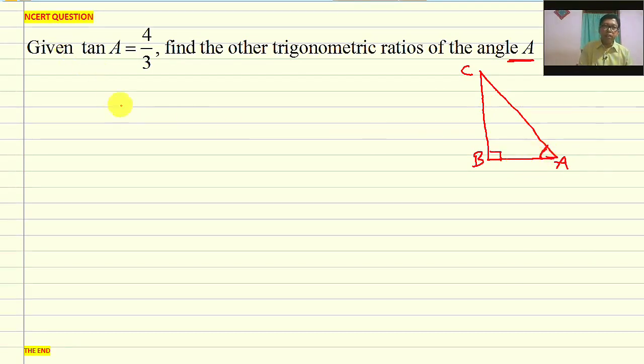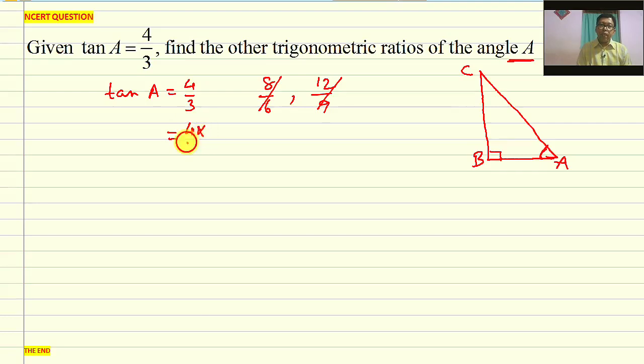Okay, what is given? Tangent of angle A is equal to 4 upon 3. This is the ratio of the side BC with AB. Okay, 4 is to 3. Now, will you always say that BC is equal to 4 units and AB is equal to 3 units? No, because this is the ratio of two sides. Maybe it will be 8 upon 6, maybe 12 upon 9, because 4 and 3 are co-prime to each other, their multiples can be found. So in this case, I have to take this 4 upon 3 as 4k upon 3k, where k is not equal to 0.